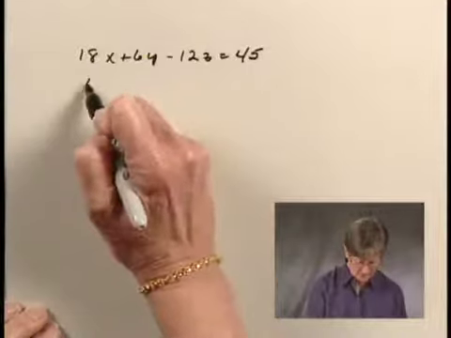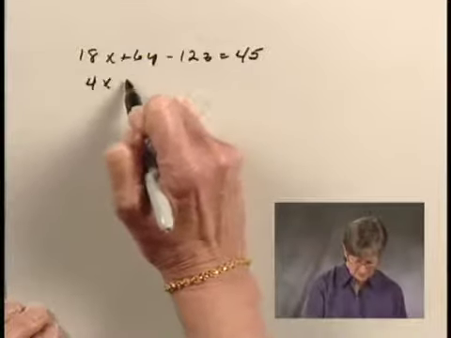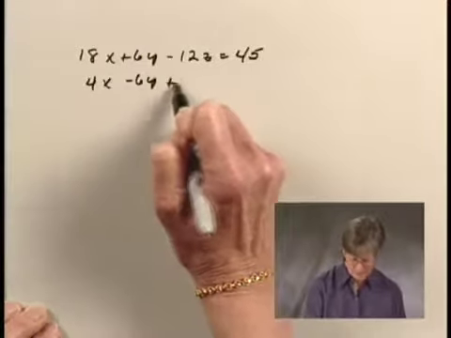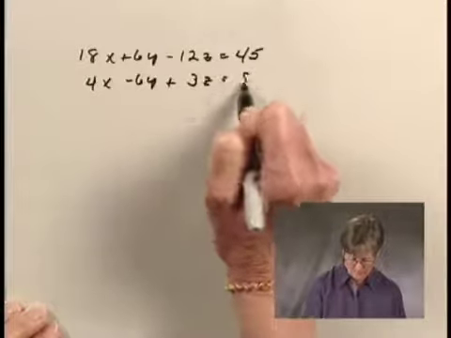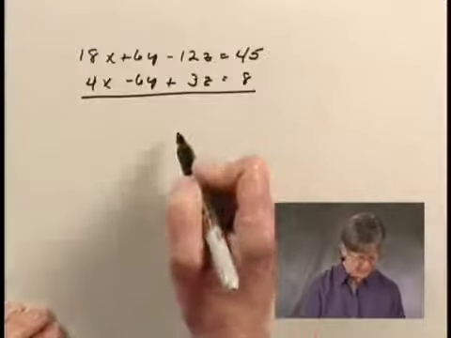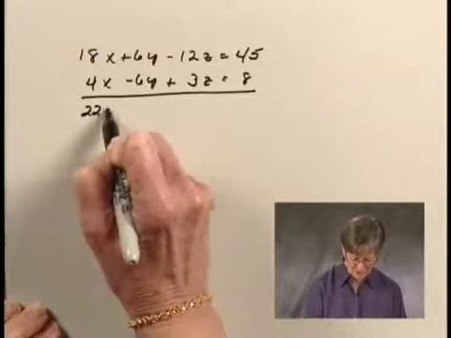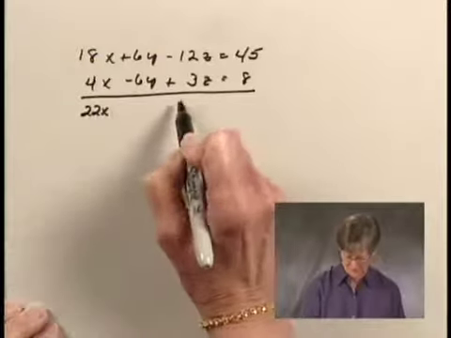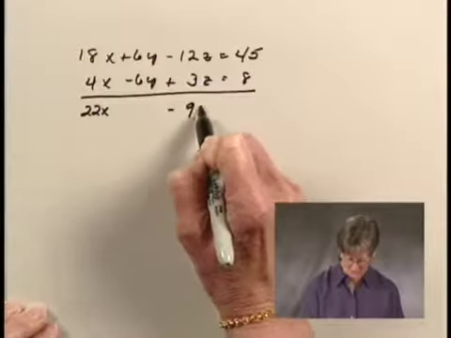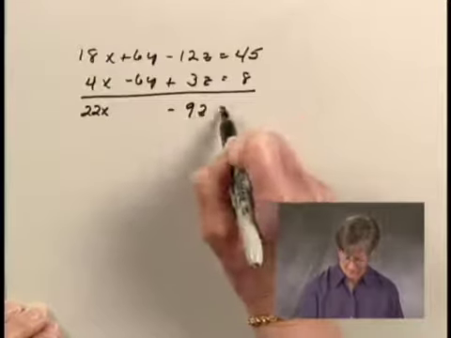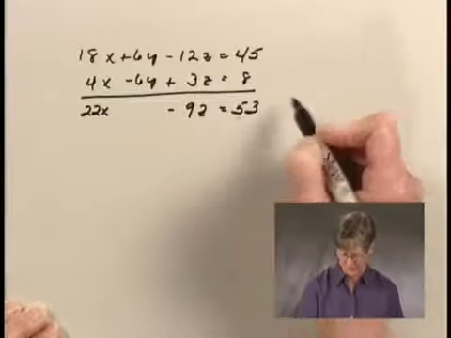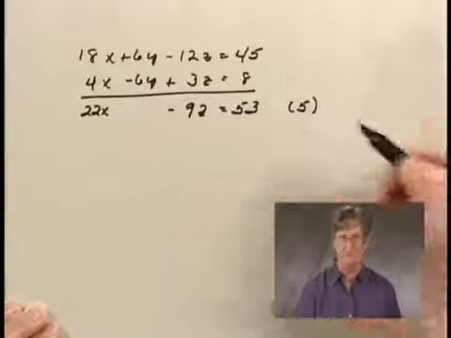And I'm just going to write equation 3 under it. 4x minus 6y plus 3z is equal to 8. And now I'm going to add. And I get 22x. Again, the y's add up to 0, which is exactly what we wanted to have happen. So I have 22x minus 9z is equal to 53. And I'm going to call this equation 5.